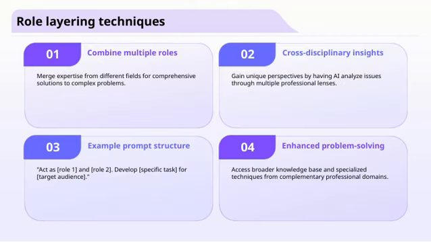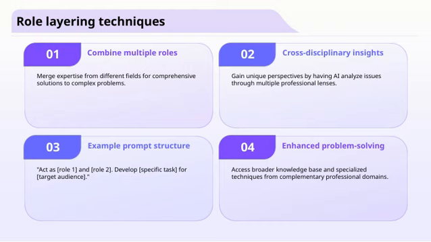Let's talk about role layering techniques, which are really powerful in enhancing AI's problem-solving capabilities. First, we can combine multiple roles. This means merging expertise from different fields to develop more comprehensive solutions for complex problems. By doing this, we're not relying on a single perspective, but rather integrating diverse professional insights to get a fuller picture. Next, there's the idea of cross-disciplinary insights.